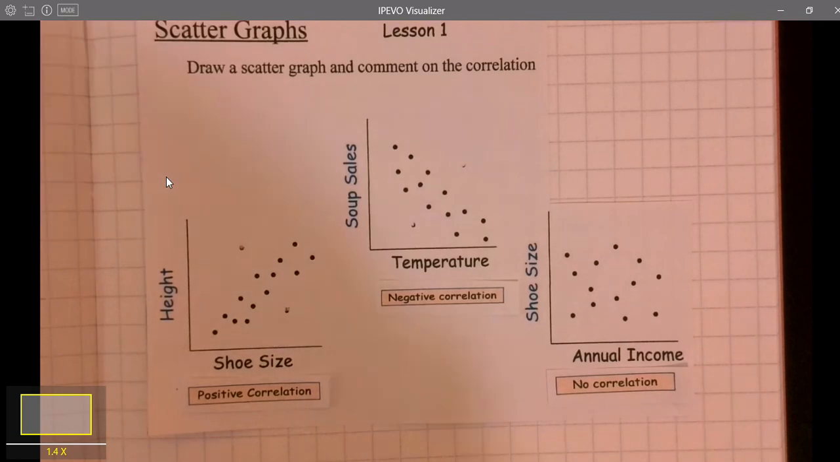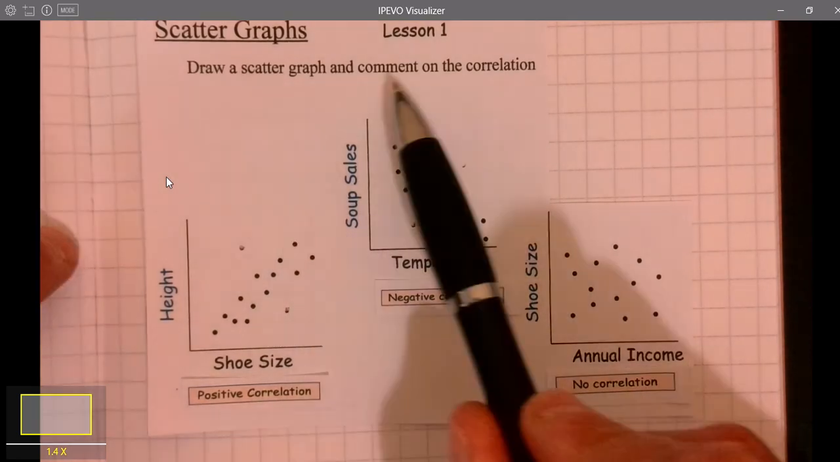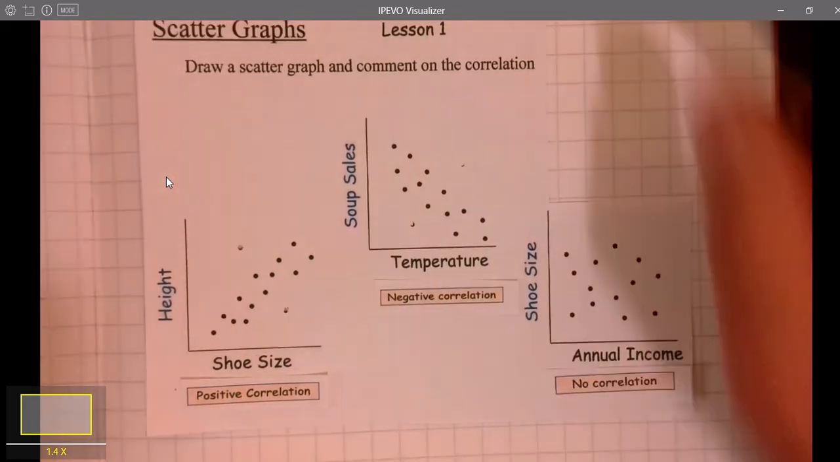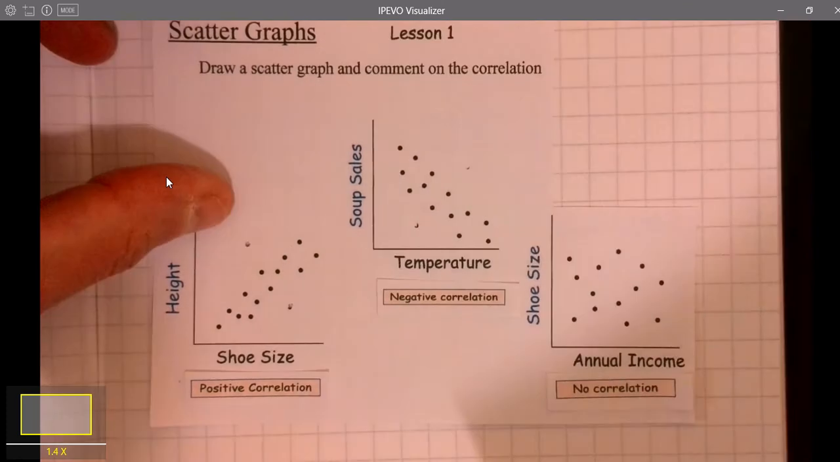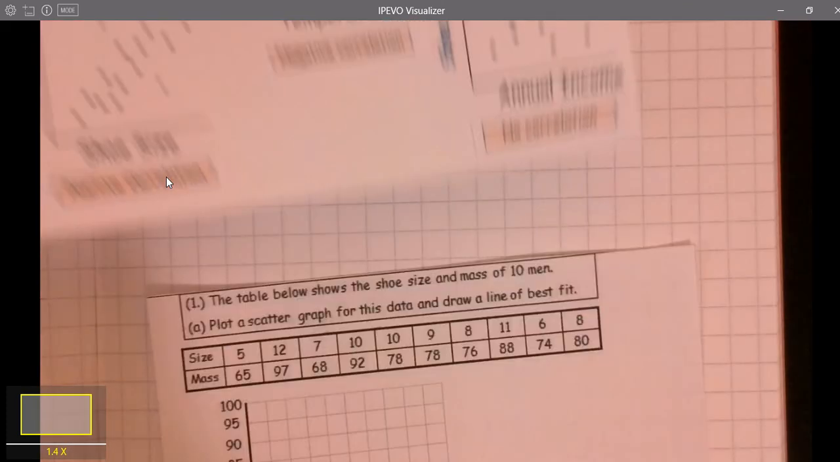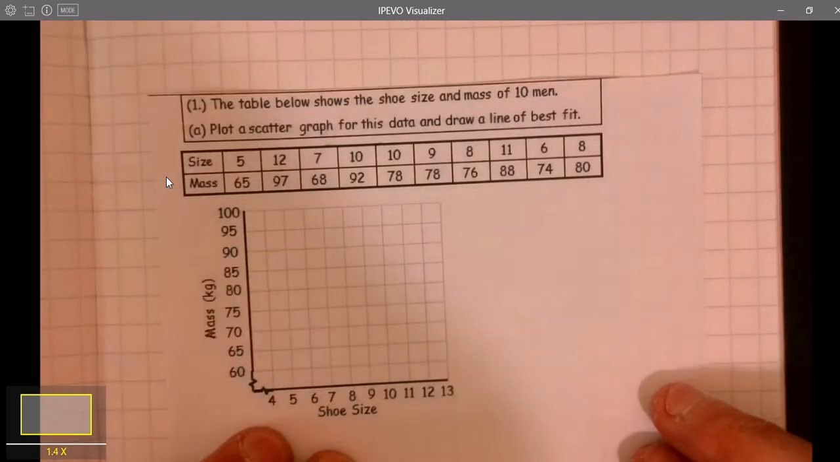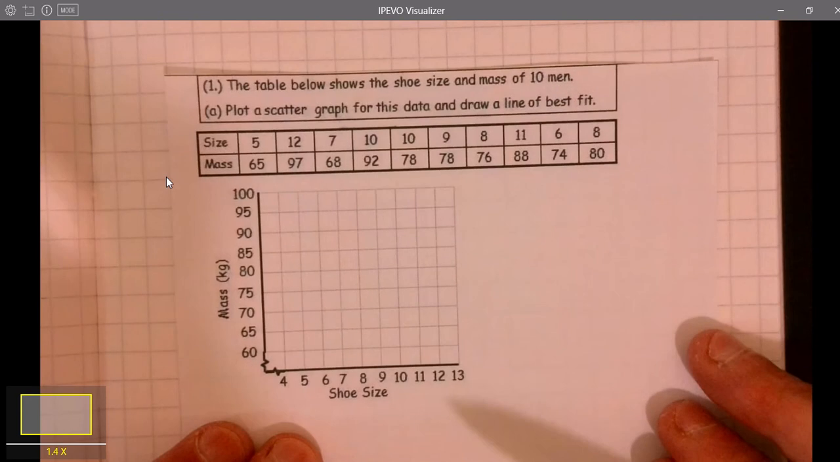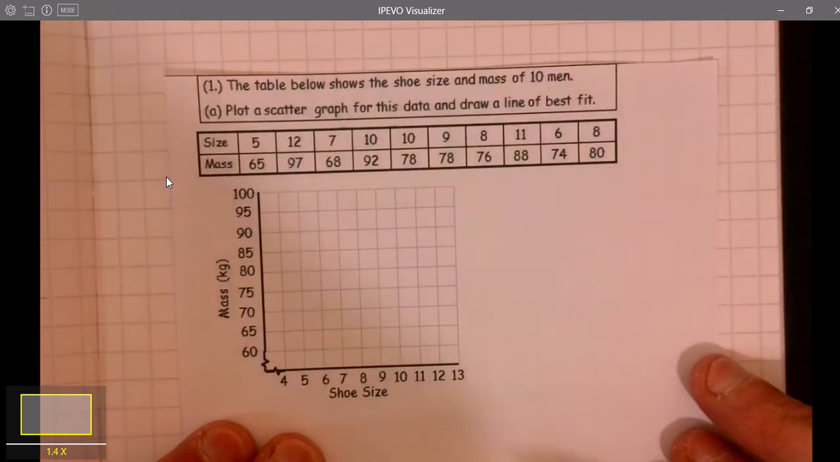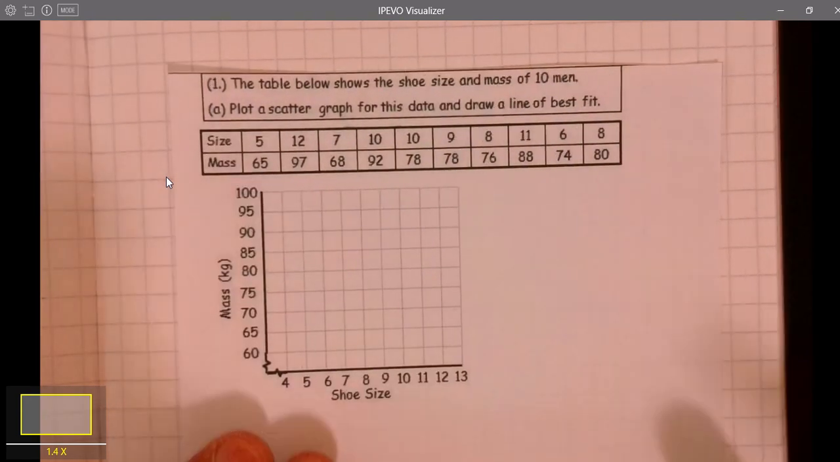Right, the other thing we're going to have a quick look at, now that we've talked about commenting on the correlation, is drawing a scatter graph. It's relatively straightforward to do. I've got a quick example here. We're just going to quickly work through this. It'll only take a few moments.